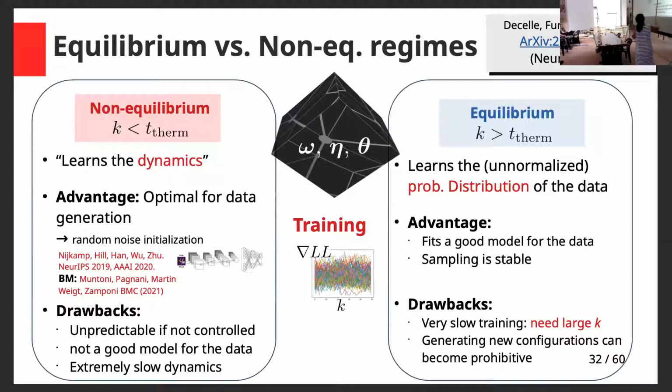So one can wonder how to do the equilibrium that in principle should lead us to what we wanted, to get a model for the data. The problem is that, okay, we want to do brute force. This means that we have to do very long samplings.